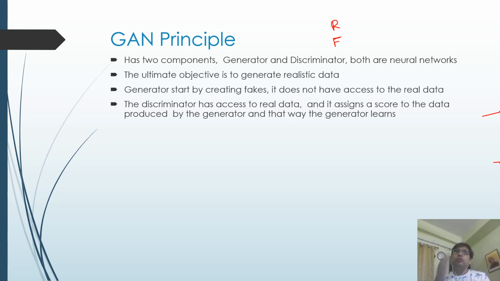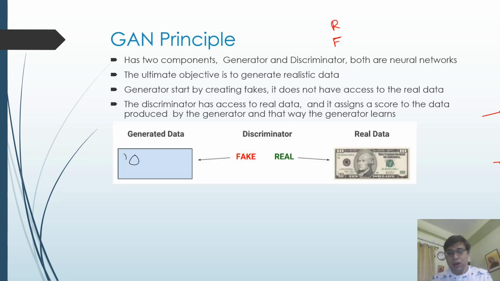Okay, so gradually it is expected to create more authentic samples, as you can see in this image. So let's say you want to generate a fake currency. Okay, and your initial generations are like this. So this is real data which the discriminator sees, but the generator doesn't see.